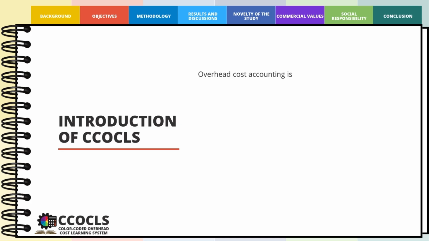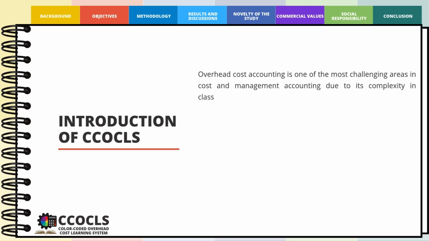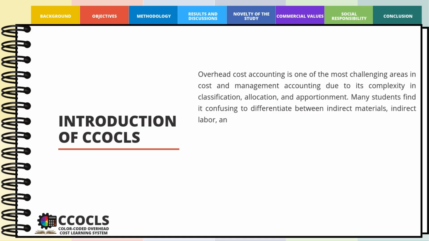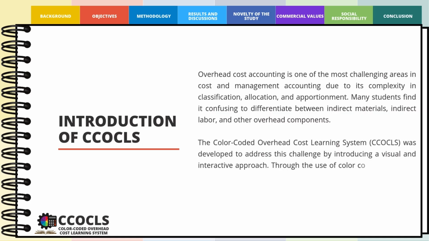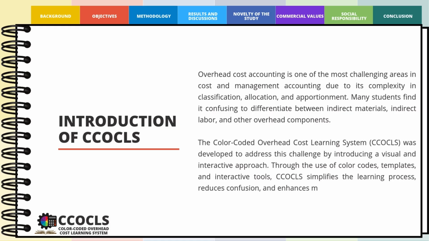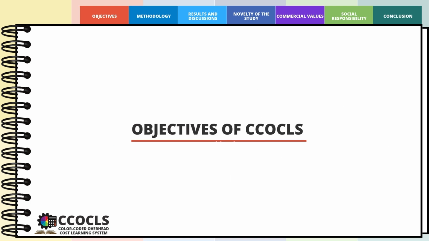Overhead cost accounting is one of the most challenging areas in cost and management accounting due to its complexity in classification, allocation, and apportionment. Many students find it confusing to differentiate between indirect materials, indirect labor, and other overhead components. The color-coded overhead cost learning system, also known as CCOCLS, was developed to address this challenge by introducing a visual and interactive approach. Through the use of color codes, templates, and interactive tools, CCOCLS simplifies the learning process, reduces confusion, and enhances memory retention.